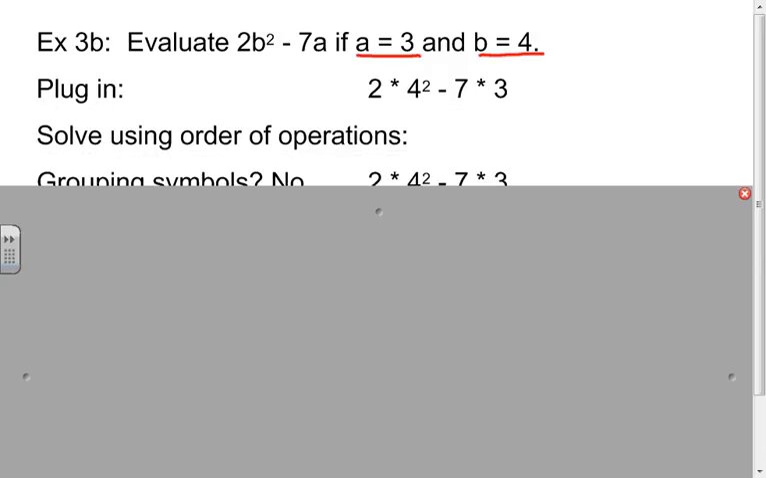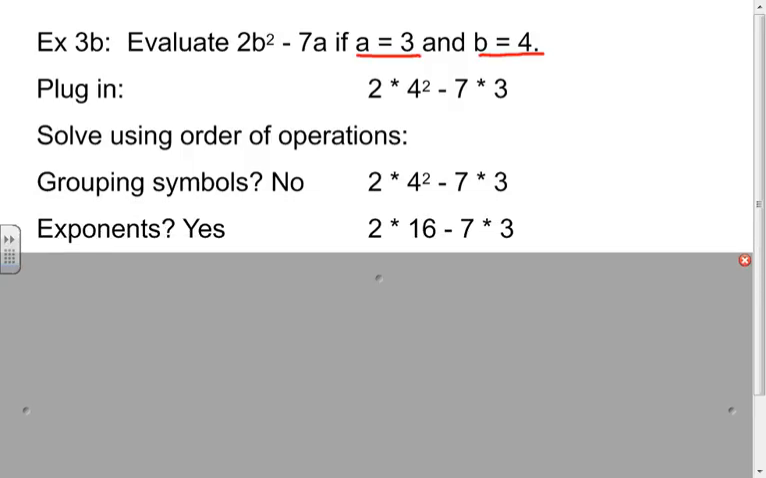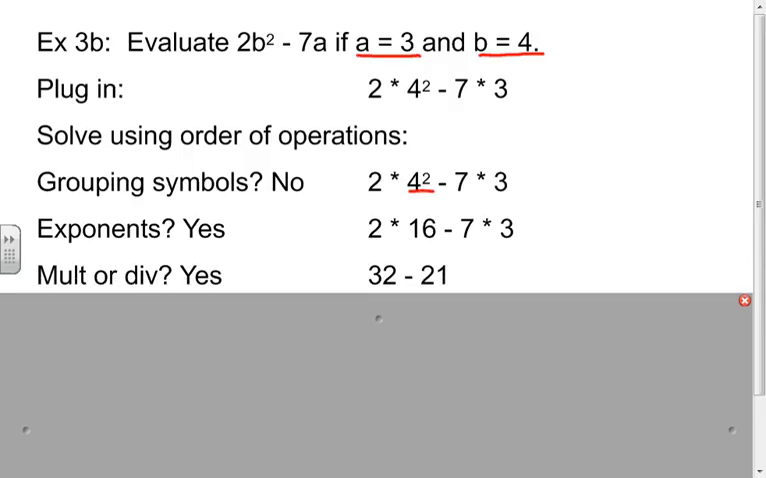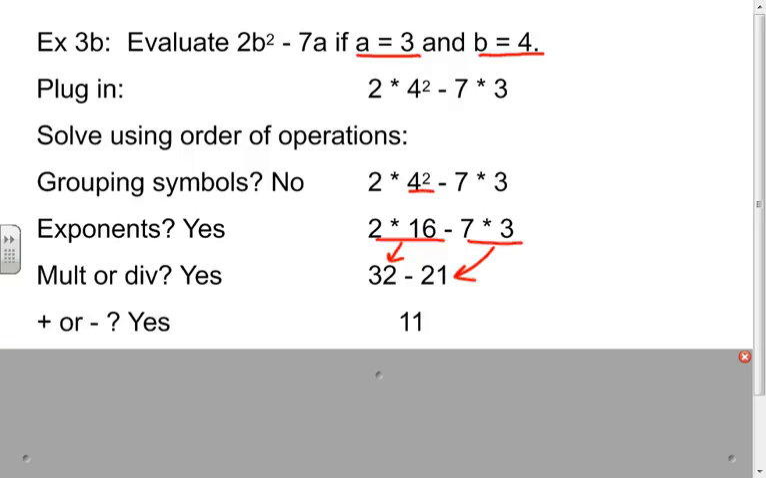Solve using order of operations. Do I have any grouping symbols in this problem? No, I don't. Do I have any exponents? Sure I do. 4 squared turns into 16 in the next line. No more exponents, so now I look for multiplication and division. 2 times 16 is 32. 7 times 3 is 21, and I keep that subtraction sign in the middle. No more multiplication or division, so my last step is to add or subtract. 32 minus 21 gives me an answer of 11.